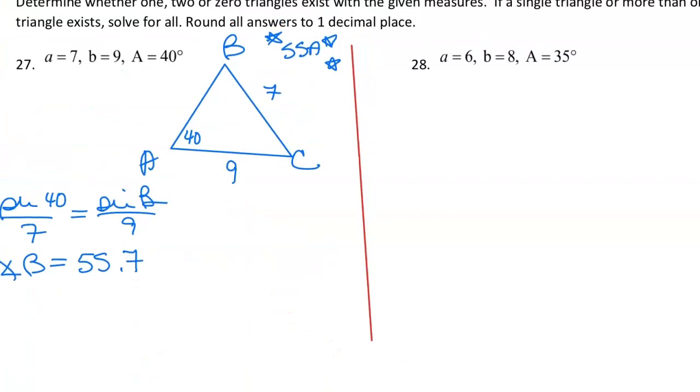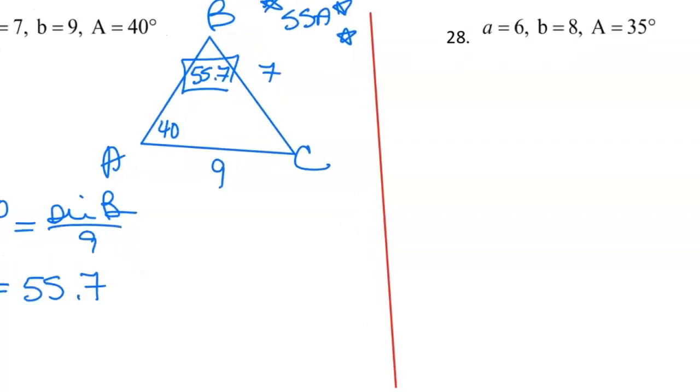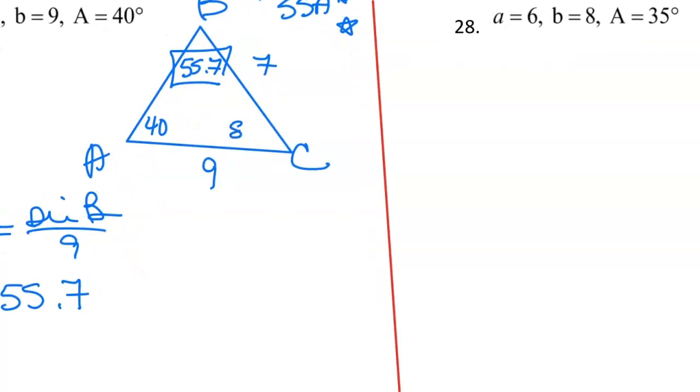Okay, let's go back up to this first triangle. In the first triangle, I found angle B is 55.7. Okay, so what's my other angle? 180 minus 55.7 minus 40 gives me an angle of 84.3, much larger than in the second triangle. Okay, what's missing still? I need little side C over here.